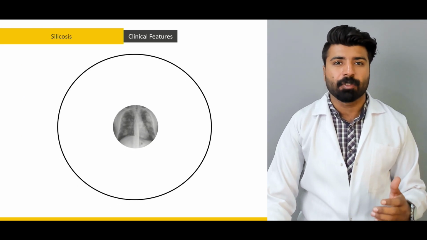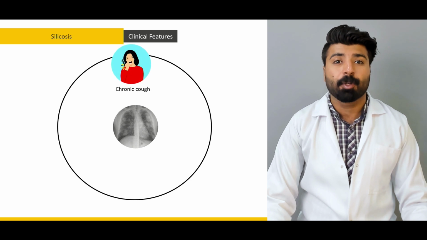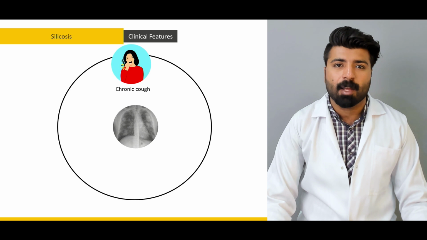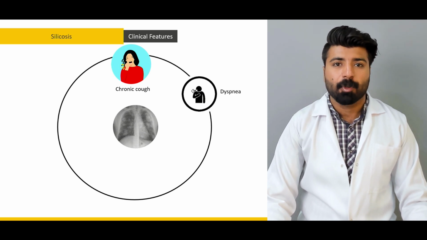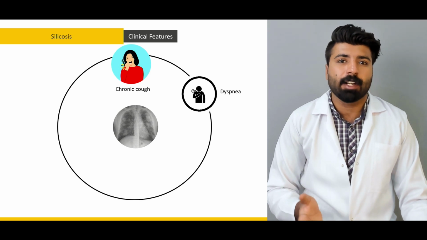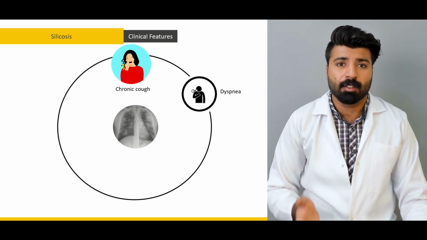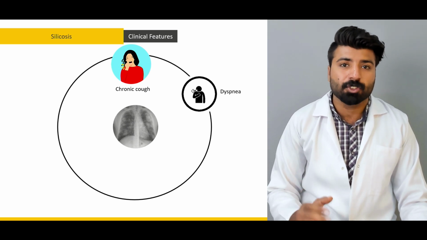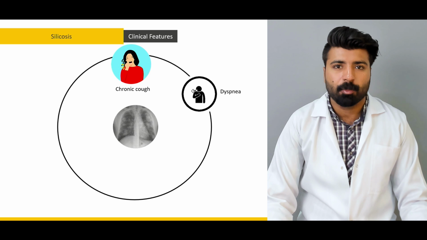So what are the clinical features that a patient presents to you with? First of all, there will be chronic cough because there are nodules forming and a lot of infection happening that will irritate the lining. Then there will be dyspnea because the person feels like he's not getting enough air. He's hungry for air because many of the respiratory zones are compromised now. They're not communicating. They're not doing their work.